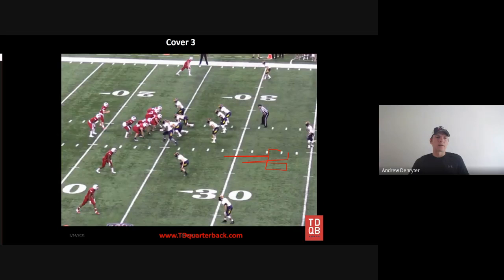Okay, but that safety is now going to be in a position where he can rob that curl, rob that flat. That changes how we want to attack the defense, right? This guy, instead of being back in his 2 deep alignment, has now worked down into that underneath zone. You can see corners could be outside, could be inside, but they're going to look to bail a little bit deeper than they were in cover 2.